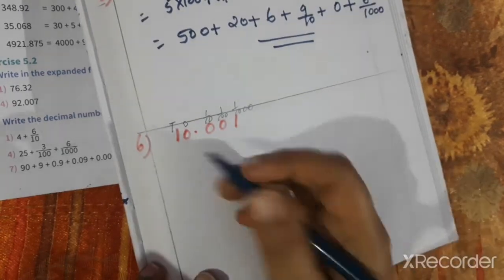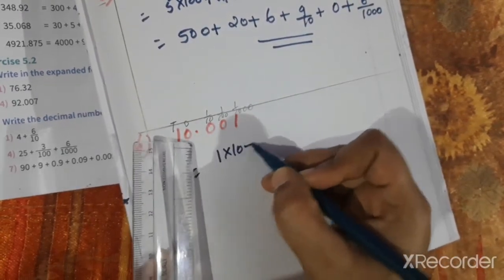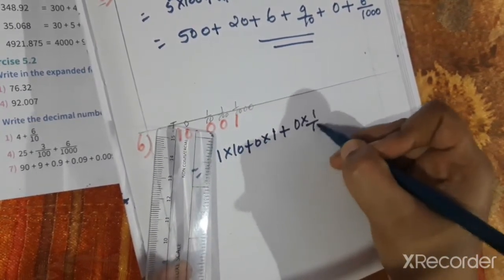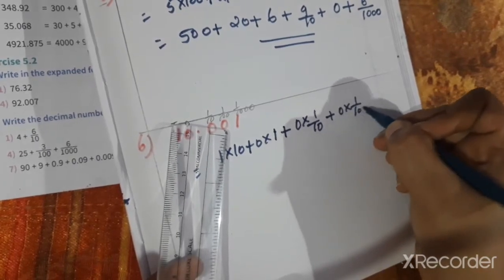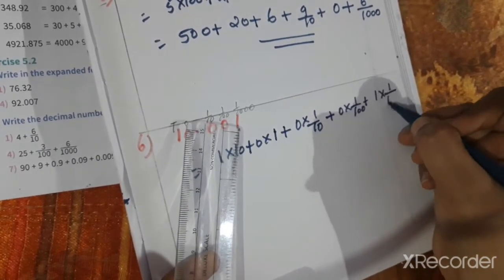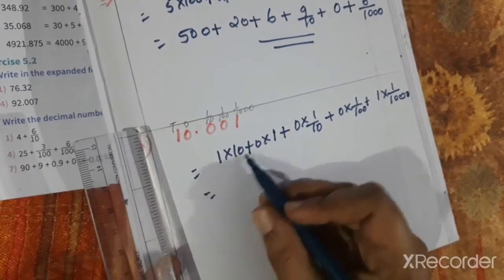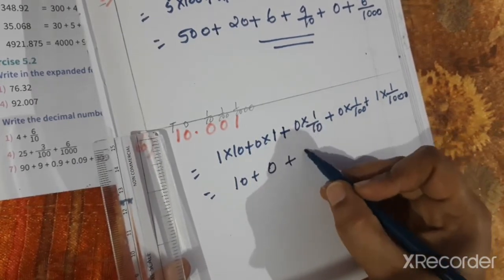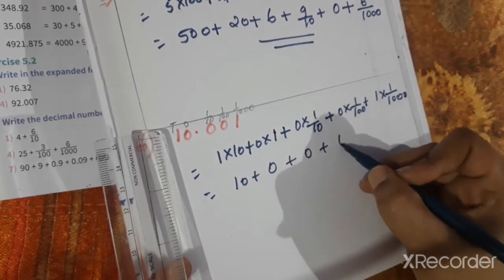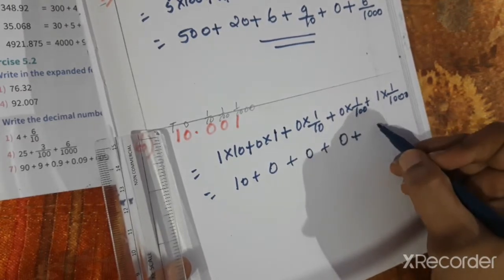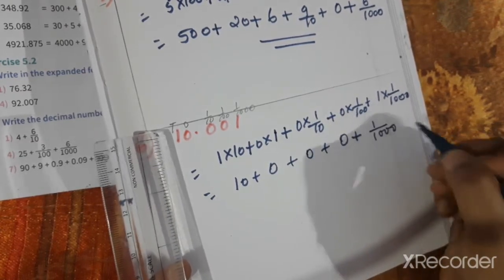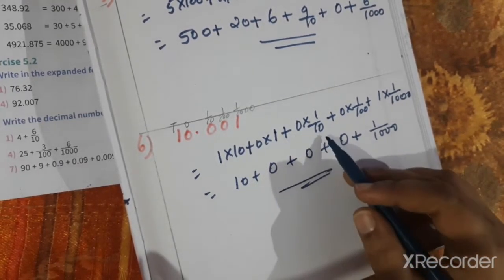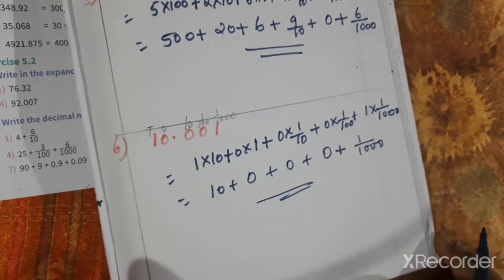Now sixth question. 1 in tens place, 0 in ones place, 0 in 1 by tens place, 0 in 1 by 100 place, 1 in thousands place, 1 by thousands place. 1 into 10 is 10 plus 0 into 1 is 0 plus 0 into 1 by 10 is 0 plus 0 into 1 by 100 is 0 plus 1 by 1000 into 1 is 1 by 1000. Or we can write 0, 1 by 10, 0, 1 by 100.